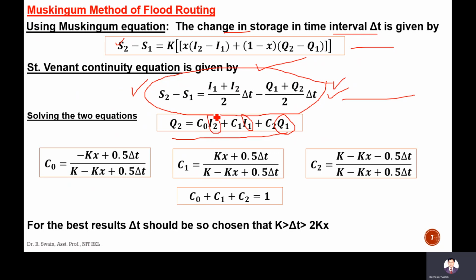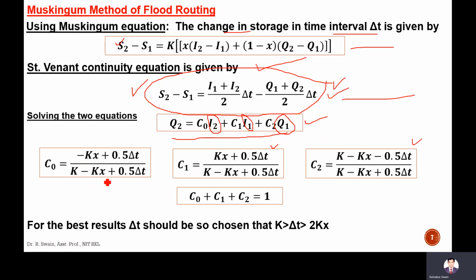Okay, at a time interval T1 and T2 respectively. So you will get Q2 as C0 I2 plus C1 I1 plus C2 Q1, where C0 is minus kx plus 0.5 delta t divided by k minus kx plus 0.5 delta t. C1 is given by this expression and C2 is given by this expression.